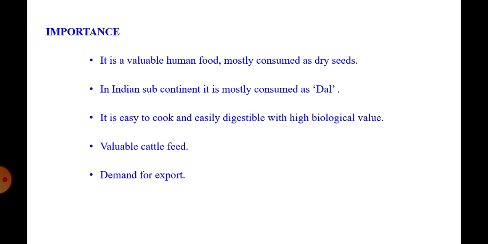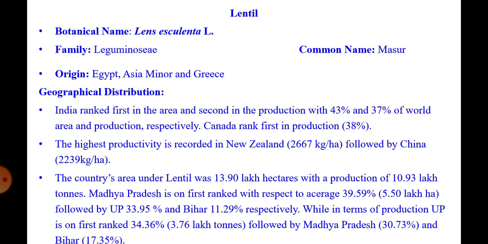Due to the bold seeded, attractive shape of the grain, it has a high demand for export with premium prices. Now, Lens esculenta is the botanical name of this lentil, commonly known as masoor. It comes under the family Leguminosae and originated from Egypt, Asia Minor and Greece.